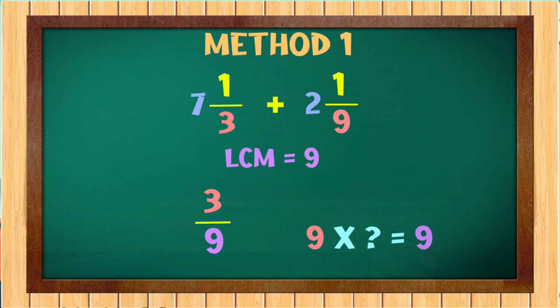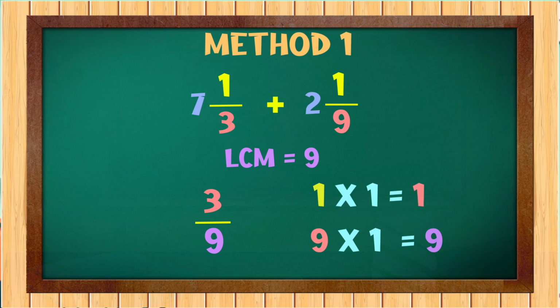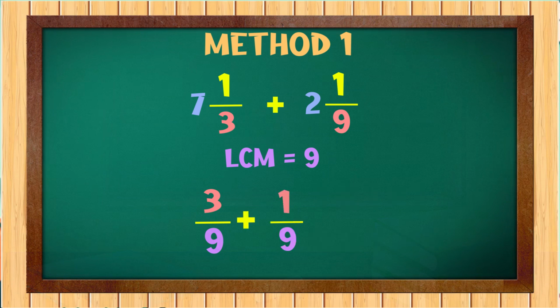Let's look at the other fraction, 1/9. What multiplied by 9 will give us 9? 1. What we do at the bottom, we do at the top. What number is at the top? 1. 1 multiplied by 1 will give us 1. So the equivalent fraction is 1/9. So now we have 3/9 plus 1/9, because we made the denominators common.